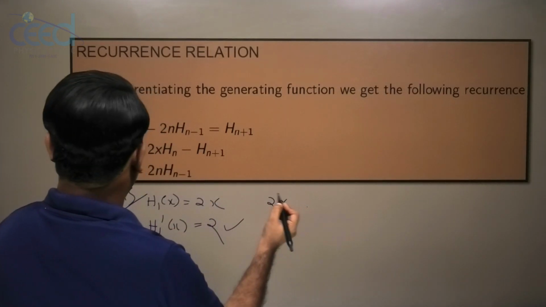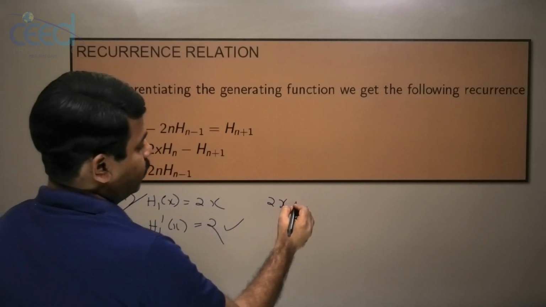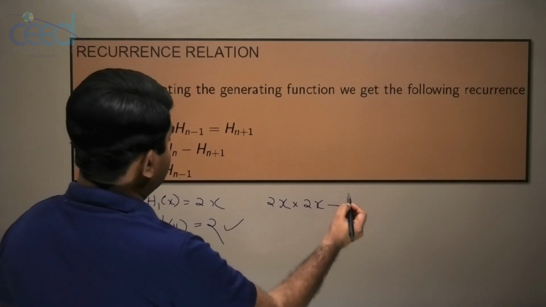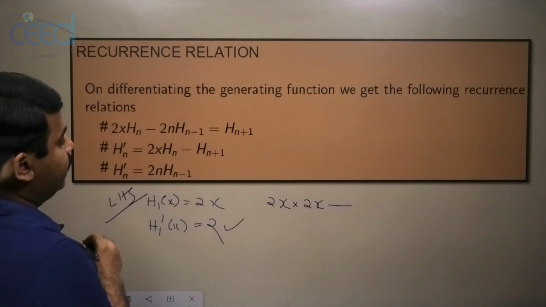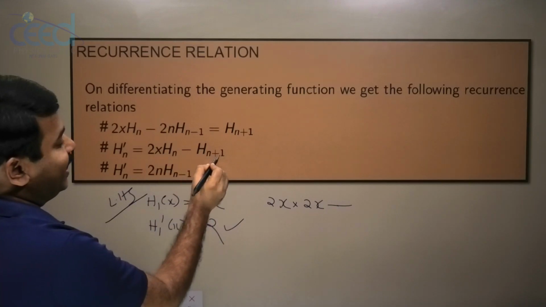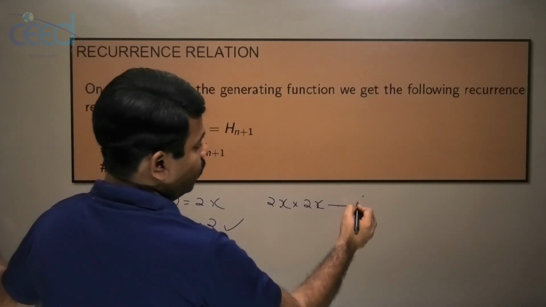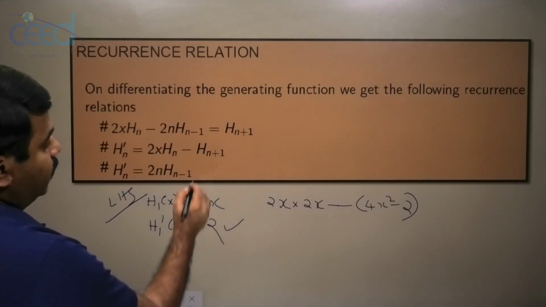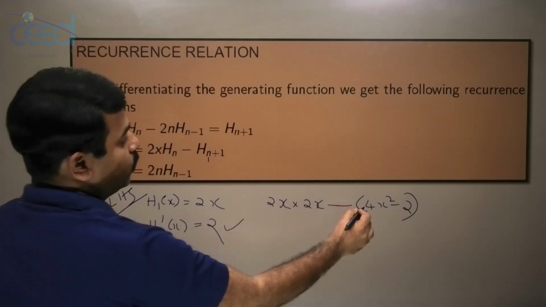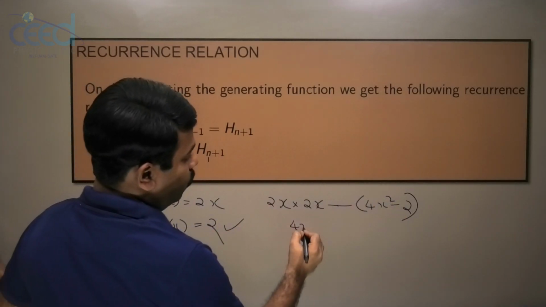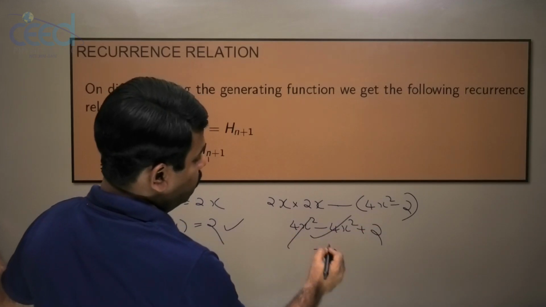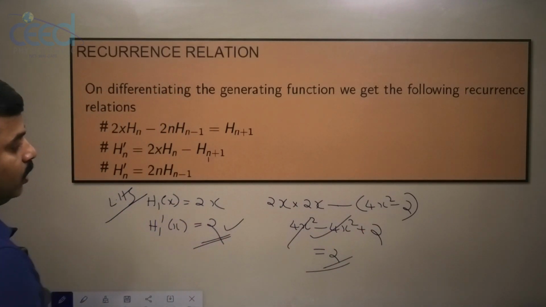RHS is 2x, h1, that is 2x, minus hn plus 1. Here put 1, then h2. This is h2, this is 4x square minus 2. The hn plus 1 is given h2, h2 is 4x square minus 2. Then 4x square minus 4x square plus 2. This cancels. Then RHS also you are getting 2. This equation is also valid.